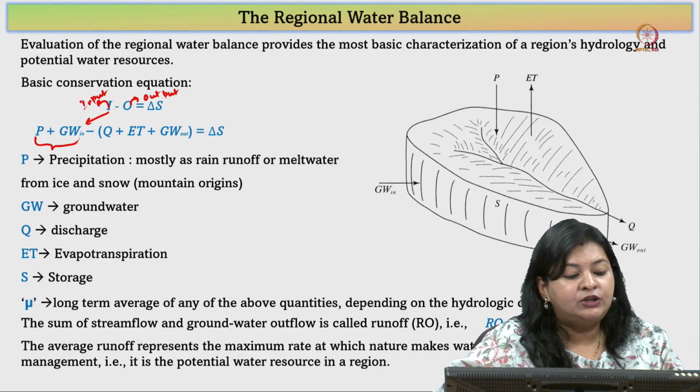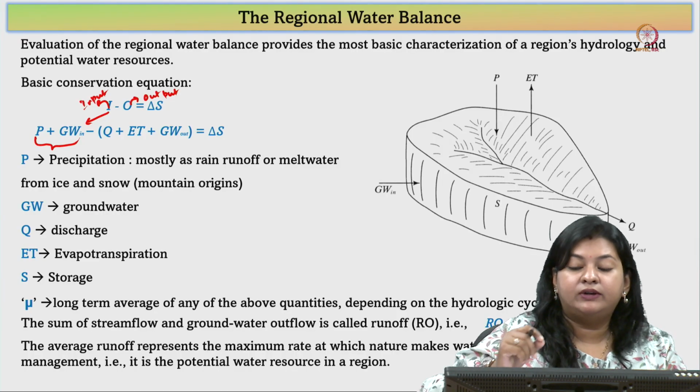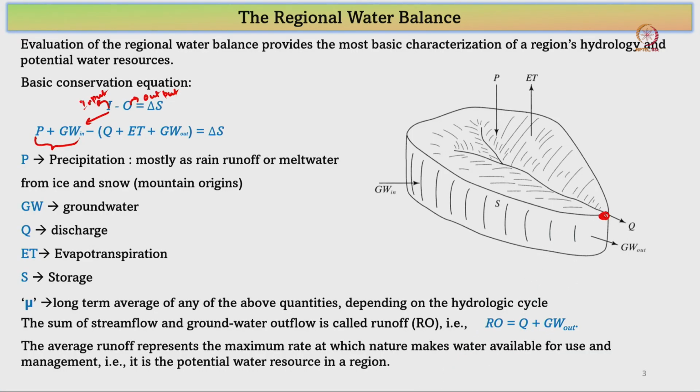What is Q? Q is discharge. Okay. So, discharge is from a particular location. So, from here if I calculate what is flowing out from this point, this is my Q value. Okay. This is the volume of water that is flowing from this point, per second or per hour or per day, something like that. So, it will be mostly reported in terms of meter cube per second. Okay.